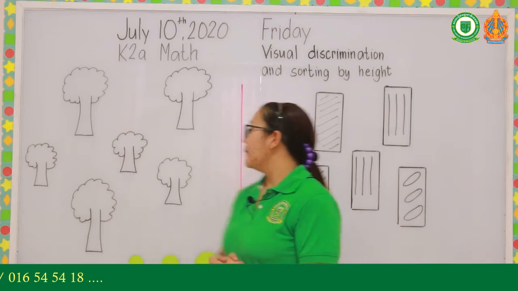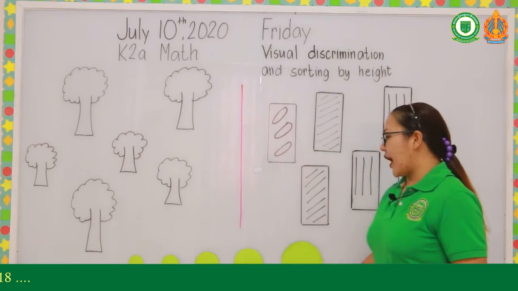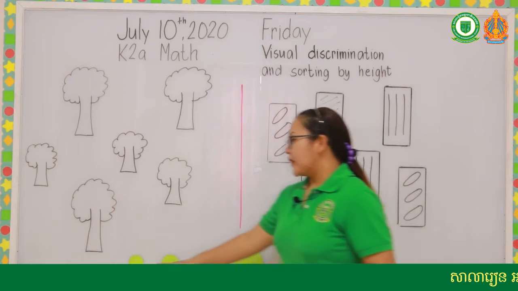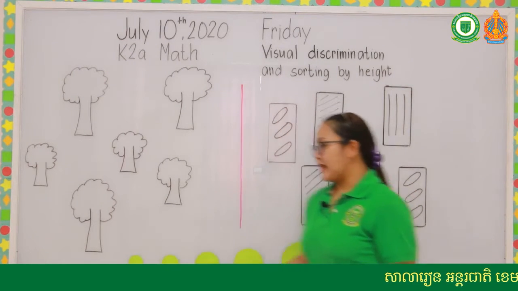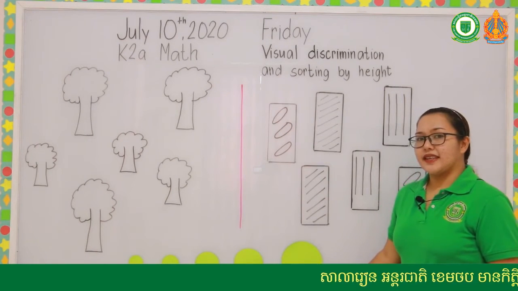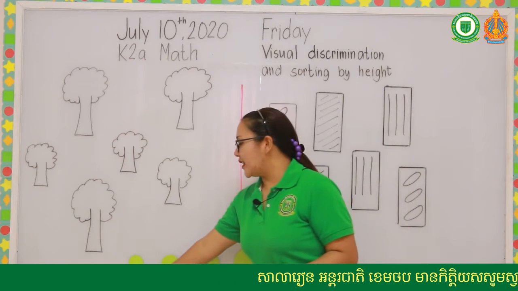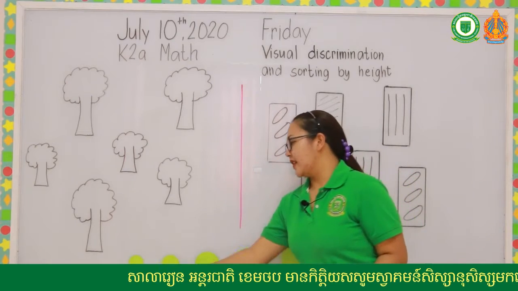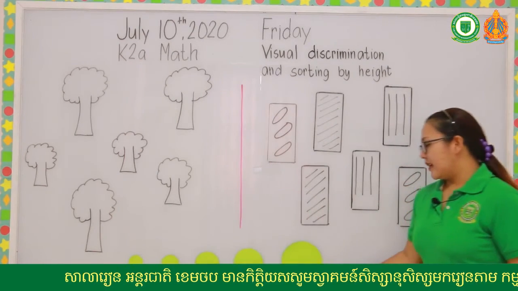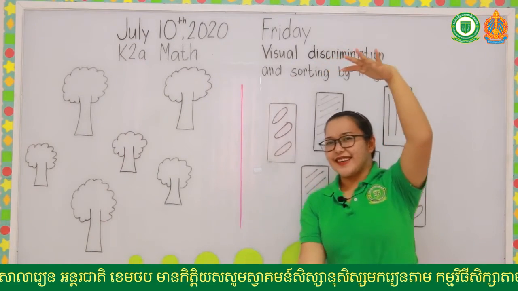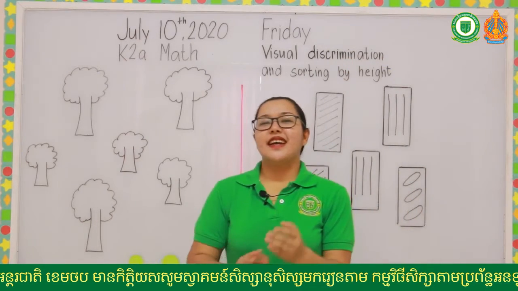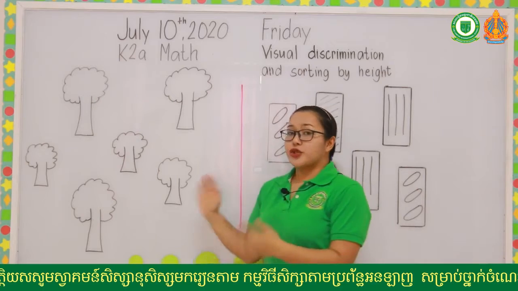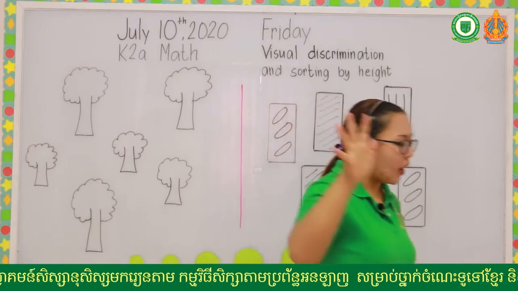Discrimination of things means identifying which group these things are part of. Here below, I have 5 circles in different sizes. This is the smallest and this is the biggest, all right? And I included that because today we are going to learn short and tall.